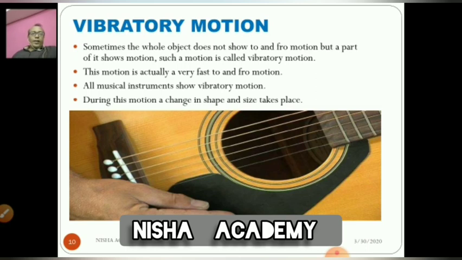You have observed the guitar, sitar, tabla, all these musical instruments. We make vibrations on the strings or the diaphragm of the tabla, and we can observe that they are vibrating. All these musical instruments show vibratory motion. During this motion, a change in shape and size takes place.